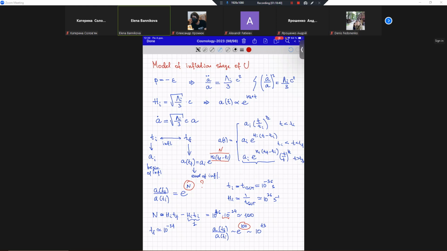So it means that it's enough to switch on inflation for this period of time. It's very short, but as a result, we can see that we can solve all the problems of Friedman cosmology.